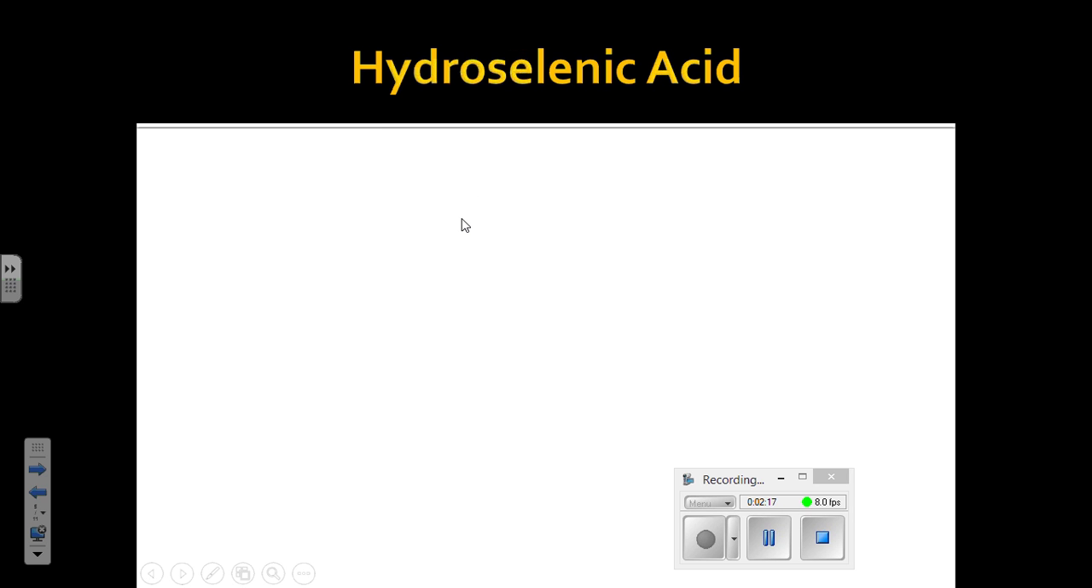All right, now we do some acids. Hydroselenic acid. If it starts with hydro and ends in ic, that means there's only 2 elements, hydrogen and whatever this is, selenium. Well, if we look that up, we find selenium is -2, so there's 2 hydrogens. So H2Se.